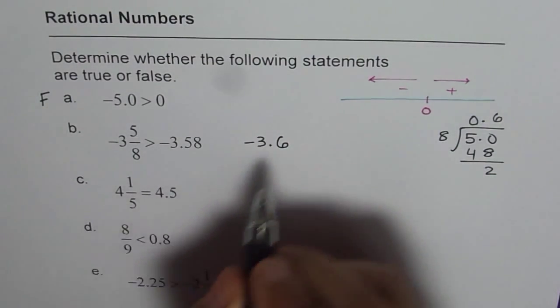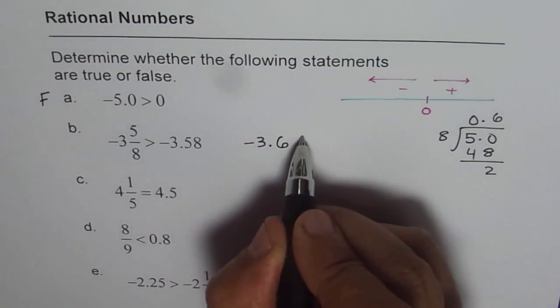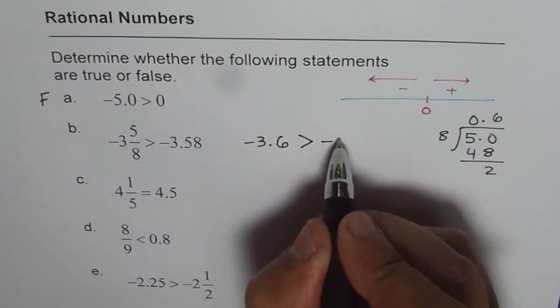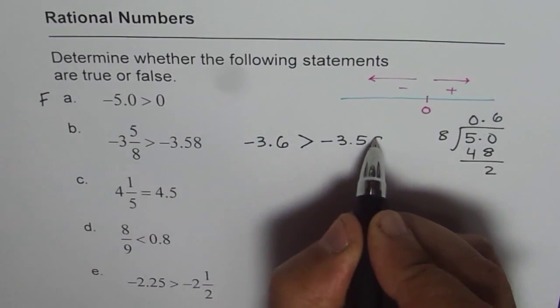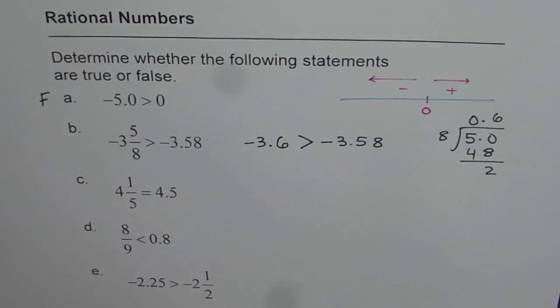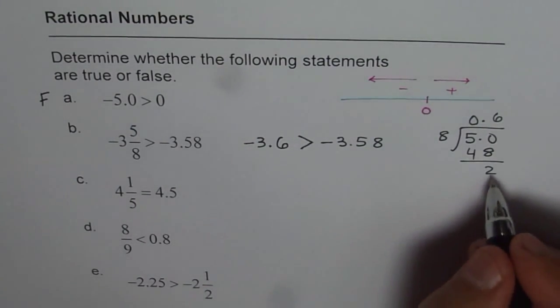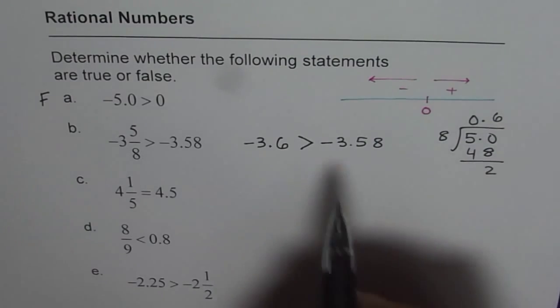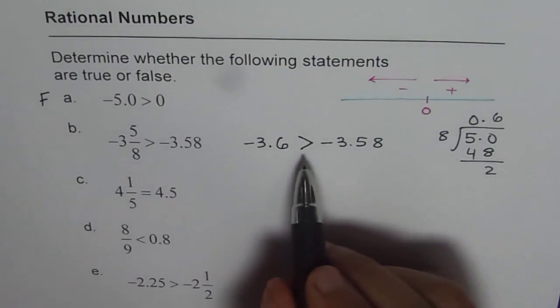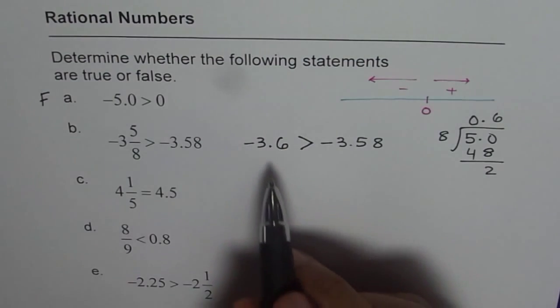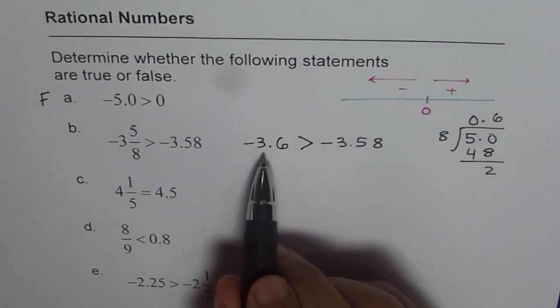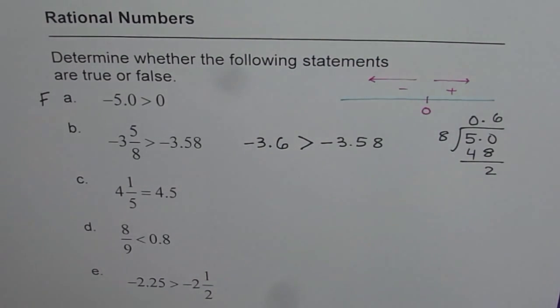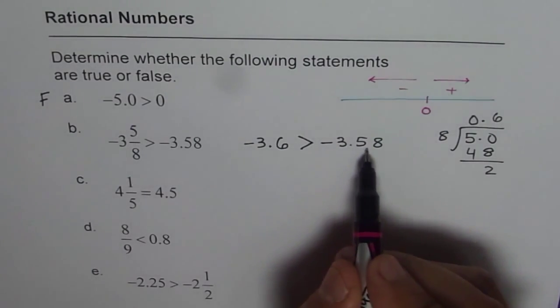So at least this number is 3.6. Now you have to decide whether minus 3.6 is greater than minus 3.58 or not. Correct? We don't have to do further. We already have a number which can help us compare, right? Now that's a tricky one. Minus 3.6 and minus 3.58.